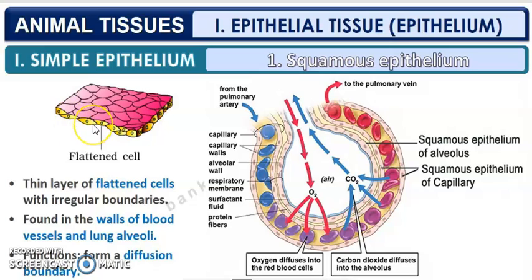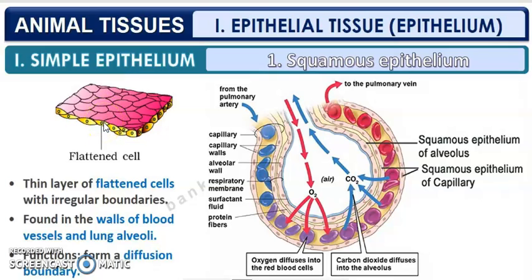They are flattened. They are very flat structures. They will not have much density, right? So they are a thin layer of flattened cells with irregular boundaries. It means that their boundaries are not regular shaped, right? So they are irregular shaped. You can see the cells here, right? The boundary is the outer covering of a cell, right? So these cells don't have a proper regular boundary. They have irregular boundaries, right?